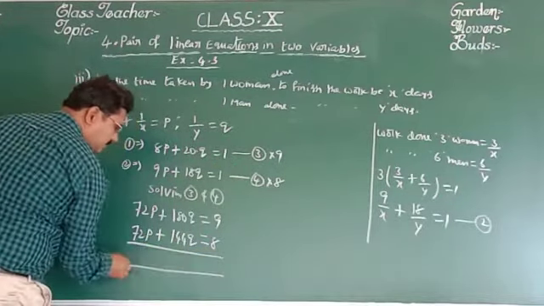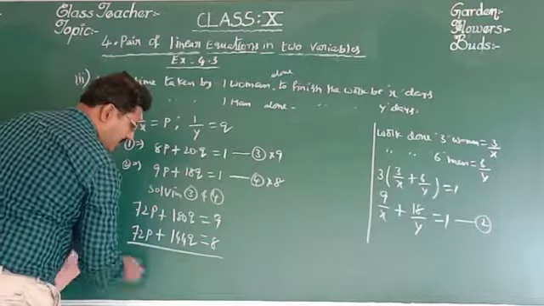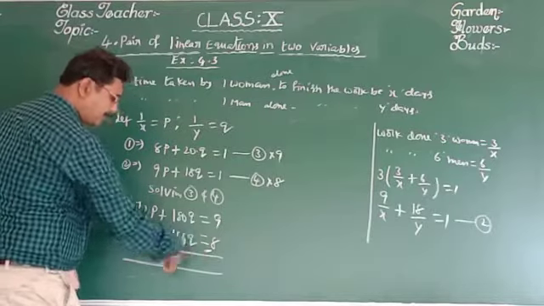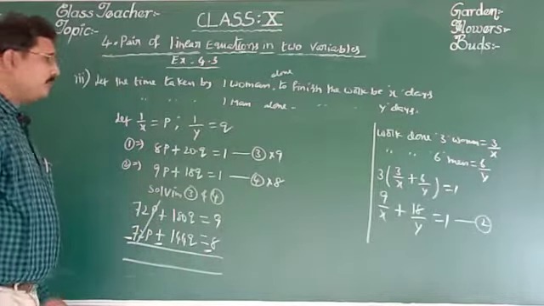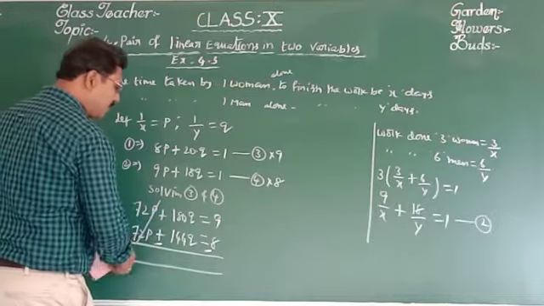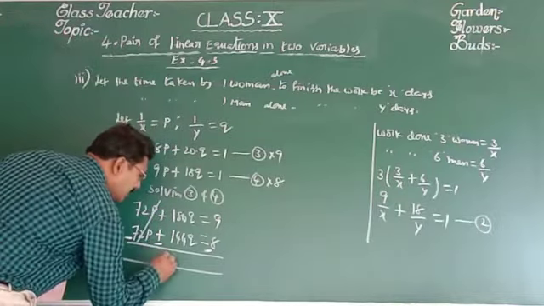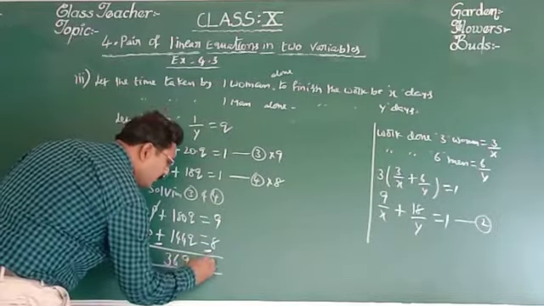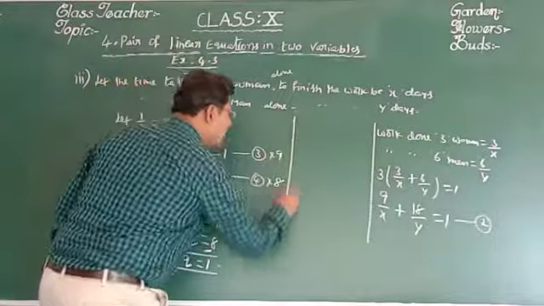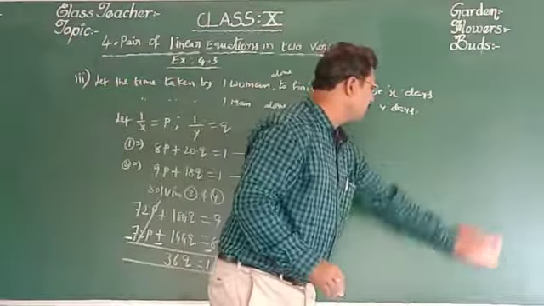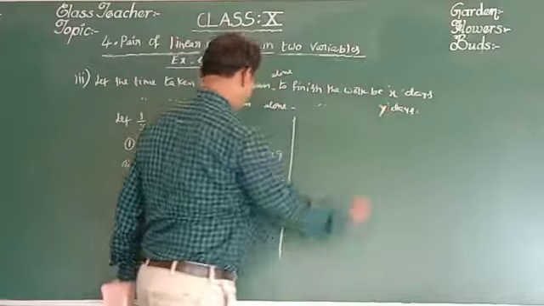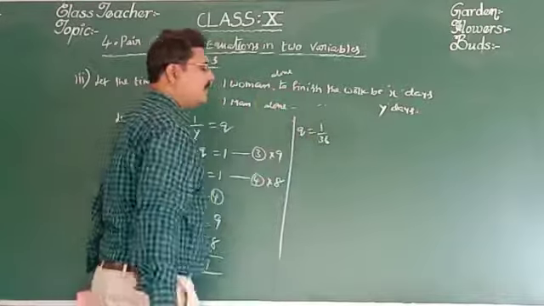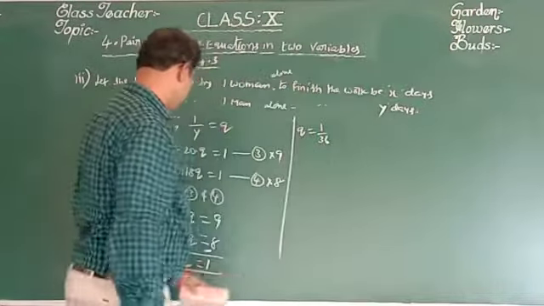Now solve. Here you subtract, and subtract means change the symbols: minus, minus, minus. 72P and 72P cancel. 180 minus 144 is 36Q. 36Q is equal to 9 minus 8, that is 1. So that implies Q is equal to 1 by 36.